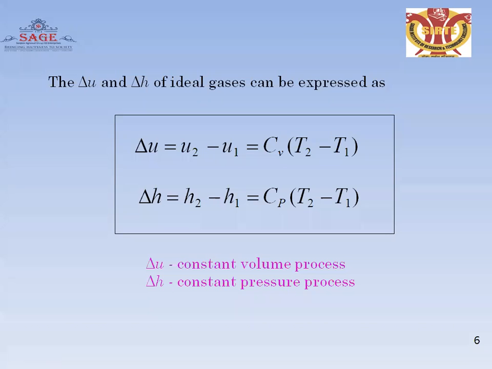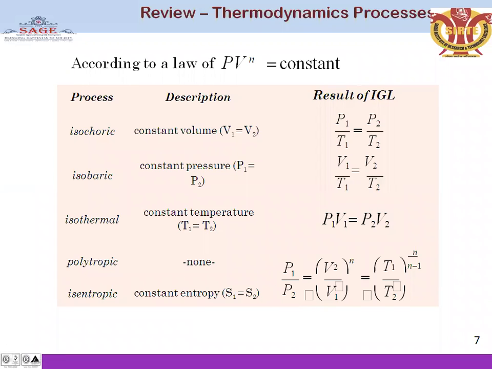Delta U and delta H of the ideal gas can be expressed as delta U equal to U2 minus U1 equal to Cv times T2 minus T1, which is the change of internal energy already discussed in unit 1. And delta H equal to H2 minus H1, the change of enthalpy, is equal to Cp times T2 minus T1. Delta U applies to a constant volume process, and delta H to a constant pressure process. This is the review of the thermodynamic processes.